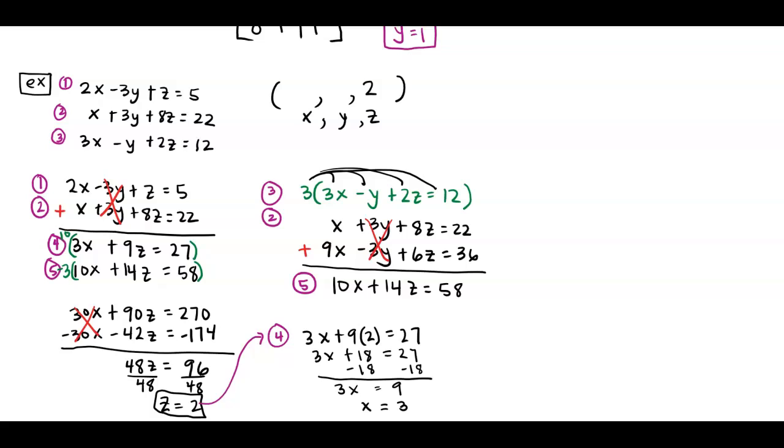And so that's going to be part of my ordered triple. Now there's just one thing left to find, and that's y. So if I know what x and z are, how can I find y?